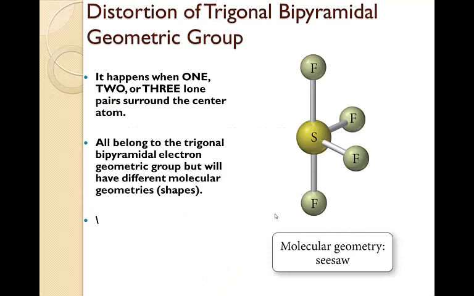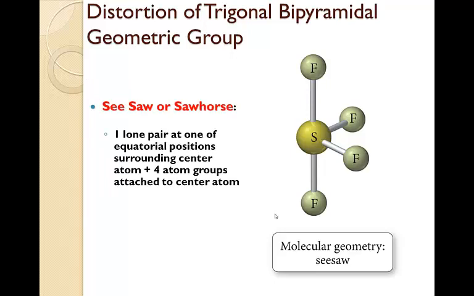So if we look at the trigonal bipyramidal a little bit closer, this happens with 1, 2, or 3 lone pairs on the central atom. All belong to the trigonal bipyramidal electron geometric group, but will have different molecular geometries or shapes. The first one that we're going to discuss is the seesaw. It has one lone pair here that's not drawn in because it's not bonded to anything, but it's still taking up room, so it's pushing the other bonds out a little. And that turns into a seesaw shape.